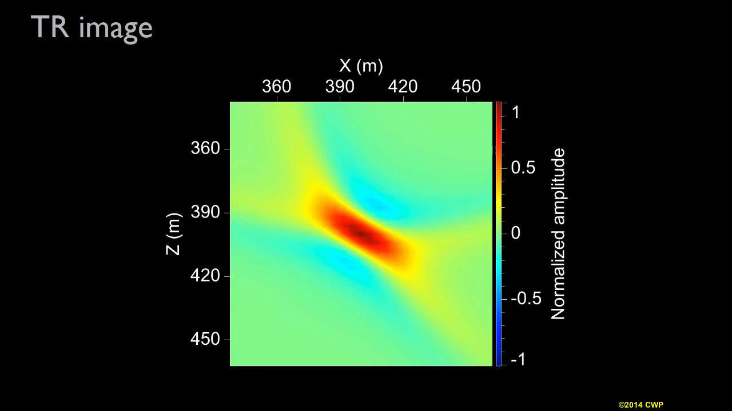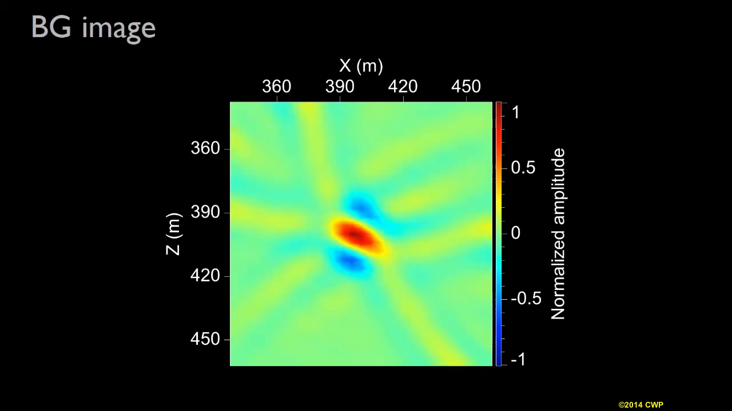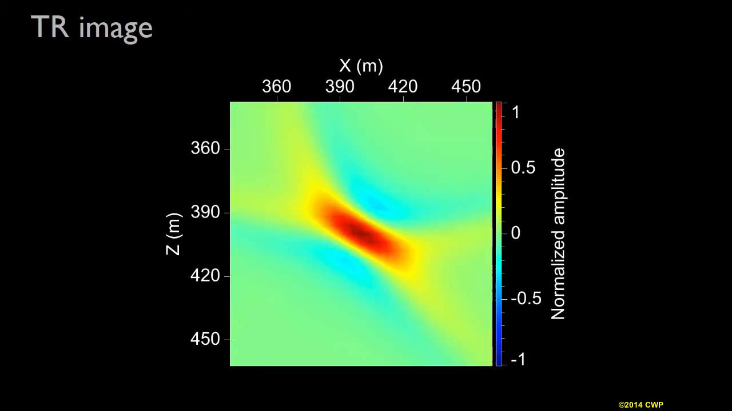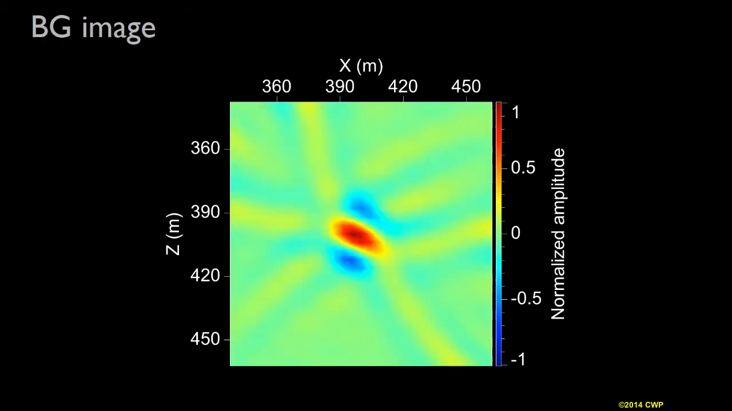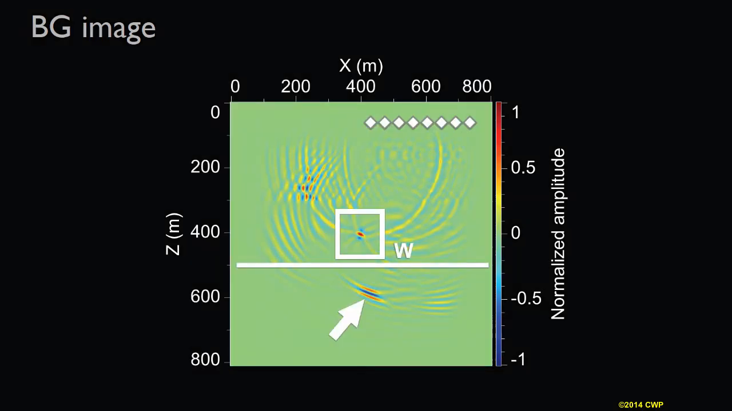And finally, I can show you the Backus and Gilbert image. So time reversal, Backus and Gilbert. So we have managed to improve the point spread function of our 8 receivers. Now the image that you see here is confined within the optimization window W. If I zoom out, you see that outside W we have energy.